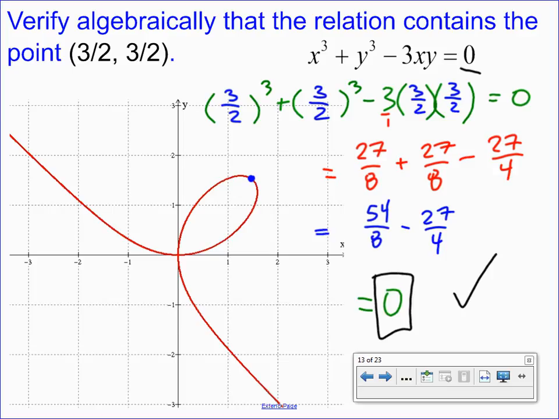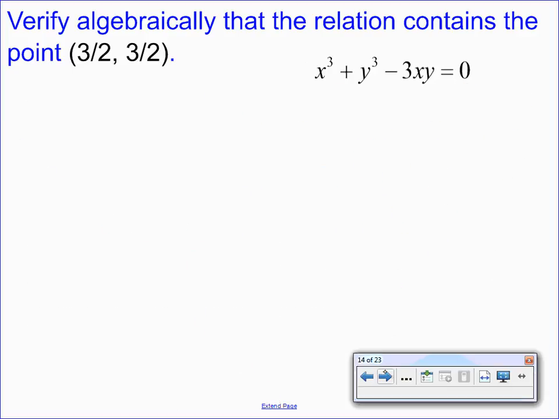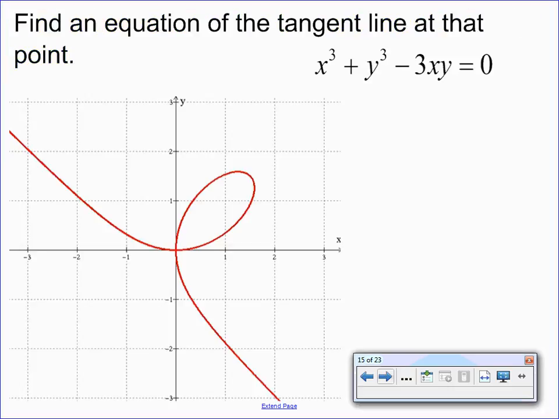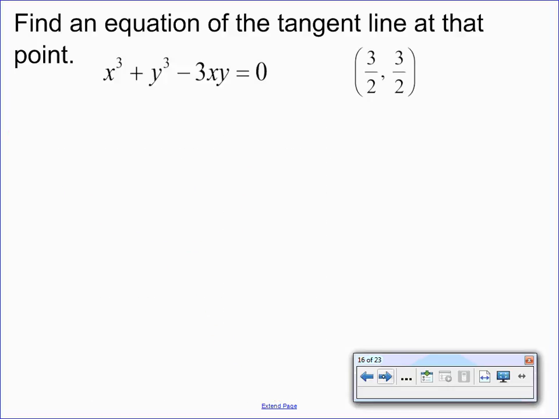Great. But what's more exciting is finding the equation of a tangent line or a normal line or a line that fits the given constraints using what we know about derivatives. So let's consider now finding the equation of the tangent to the curve at the given point. Our goal here is to write an equation of the tangent line to the curve at that point, 3 halves comma 3 halves. What are we going to do?